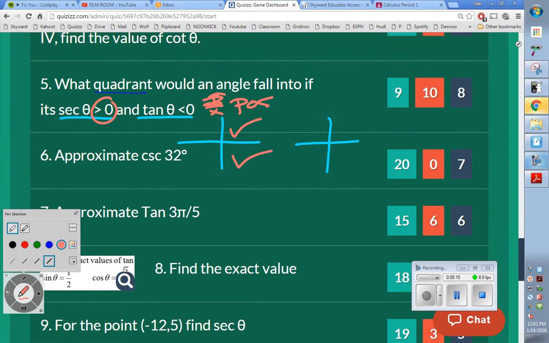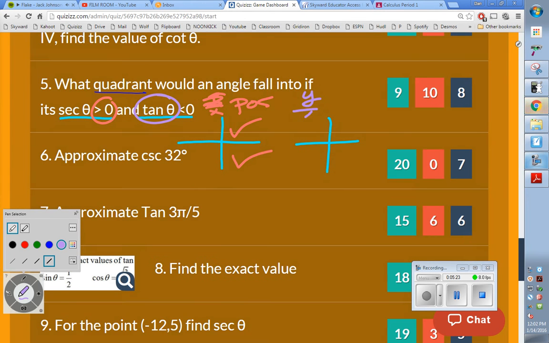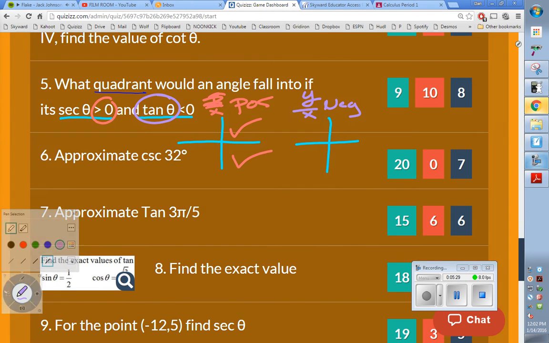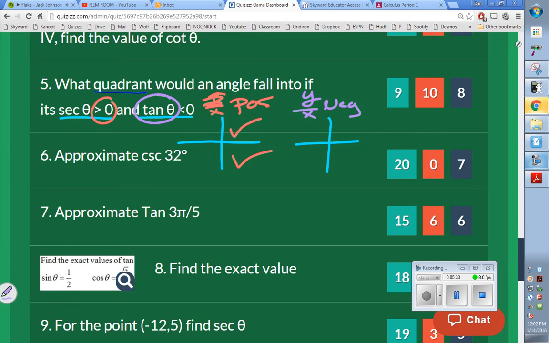The second one says tangent. Uh-oh, that's the one that we struggle with the most. Okay? We're talking about tangent. Tangent means y over x less than 0 means negative. What does that tell you? If y over x has to be negative, what is that telling you about your x and your y? Different signs. So look at your unit circle and try to think of it.